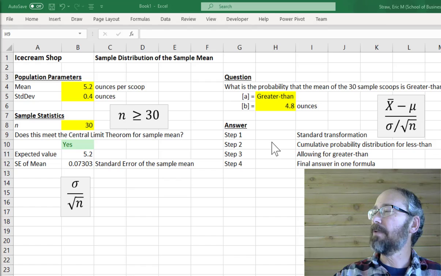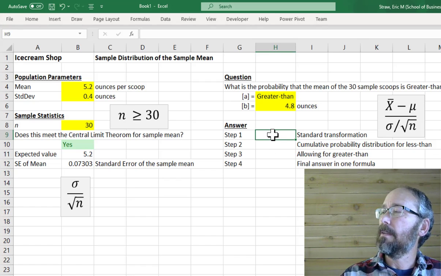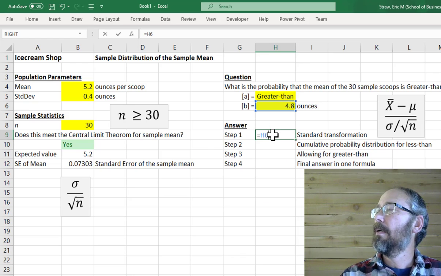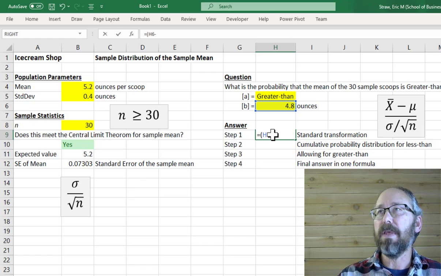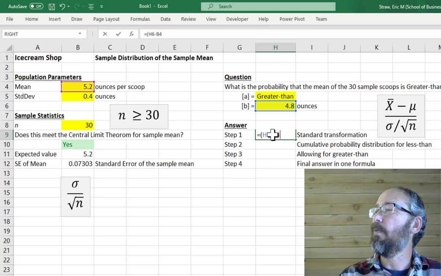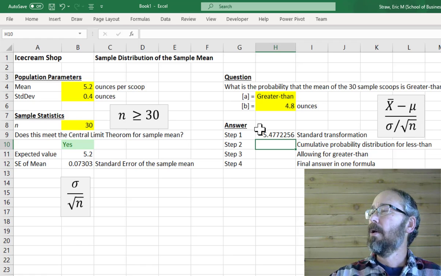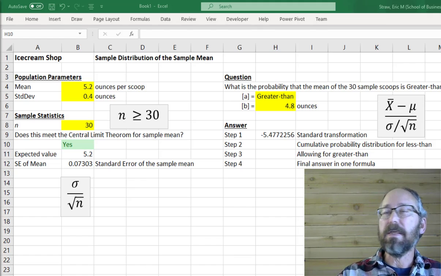And again, not a complex formula, so we need equals H5, H6 minus, I'm going to put these in parentheses. I always feel better having things in parentheses, especially around division, to force the grouping that I want. H, and then this would be minus B4. And we're going to divide that by B12, which we've already calculated out, that standard error. So it would be negative 5.477. All right. So let's take a look at this now.